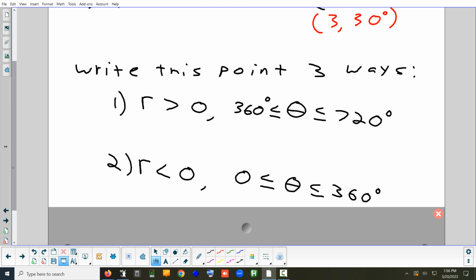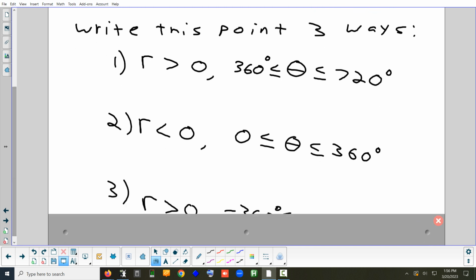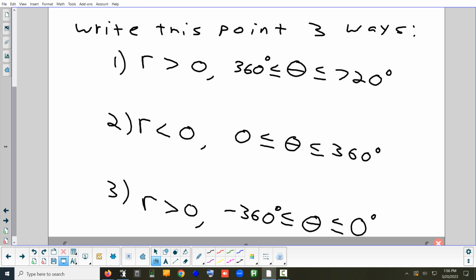Then I want to try to write the point with a negative radius, but I want the angle between 0 and 360. That's one of the ways we practiced a couple problems ago. And the third way, we also tried this one. I want the radius positive, but I want to go clockwise to get to the point. Clockwise means I want the angle to be negative.